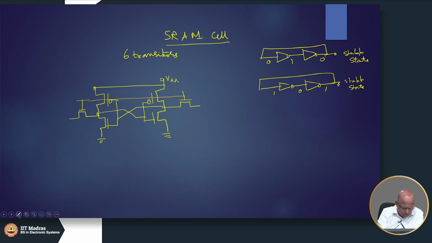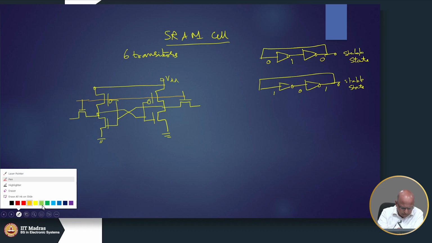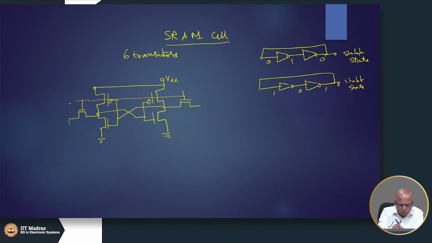And there is usually a wire here and a wire here. So, this brown line is what we call a word line, and these are called bit lines. One of them is called bit line, the other is called bit line bar, and this is called the word line.